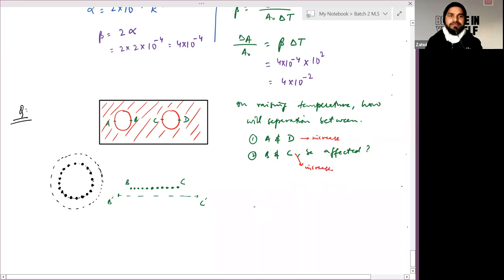So just remember, the hole and its cutout portion both will expand at the same rate on increasing temperature. So the separation between particles on increasing temperature will increase in each case.